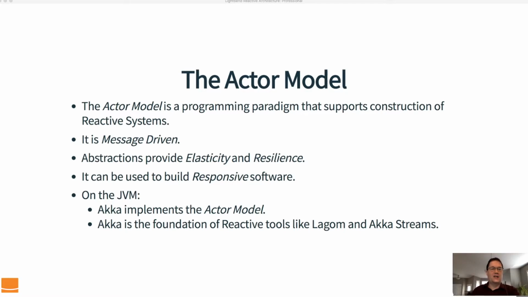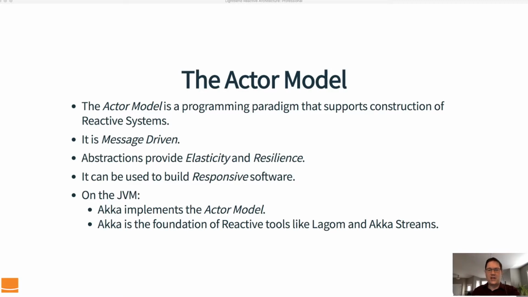And we'll talk about that shortly as well. Because of the fact that it is message driven, it is elastic, it is resilient, it can be used to build responsive software. So on the JVM, we have something called Akka, which implements the actor model. And so that is an implementation of the actor model that we can use to build reactive systems. It is the foundation of other reactive tools such as Lagom and Akka Streams as well.